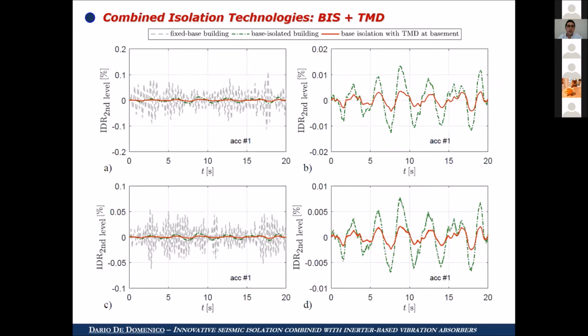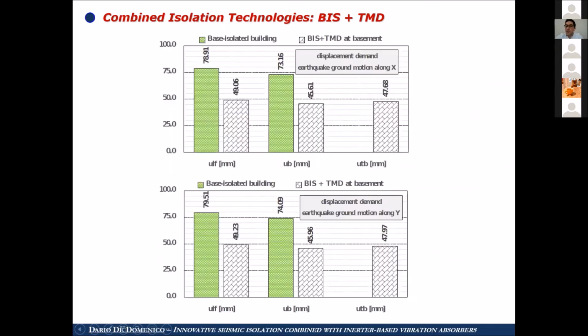If we have a look at the interstory drift of the second level of the building, we can see that the response is dramatically reduced in comparison to the fixed-base building, which is expected even in the classical base isolation building. But if we have a look on the right, we can see that the installation of the TMD reduces further the response in comparison with the classical base isolation building. And also in terms of displacement demand, there are very high displacement reductions for the isolators. So we obtain a very effective isolation system.